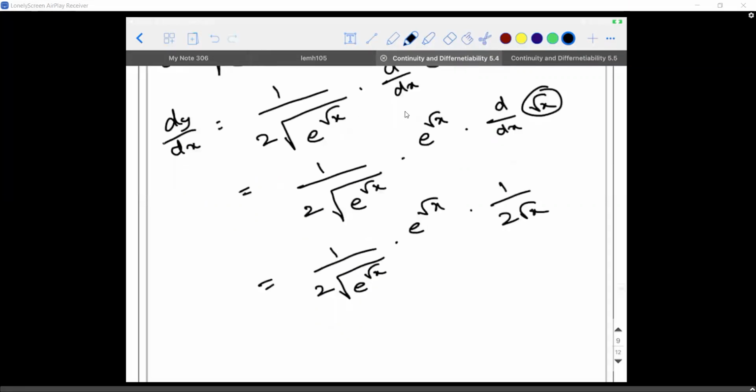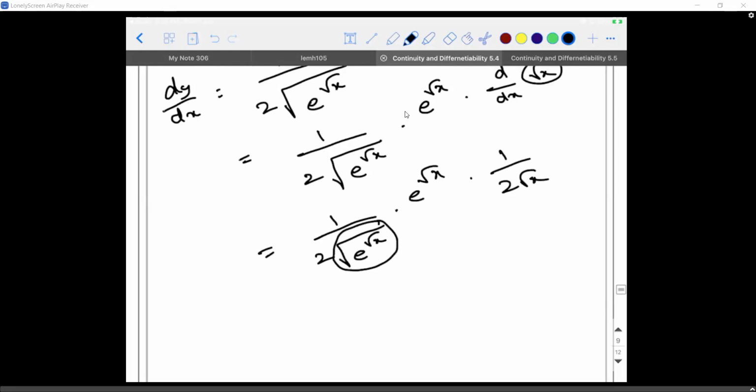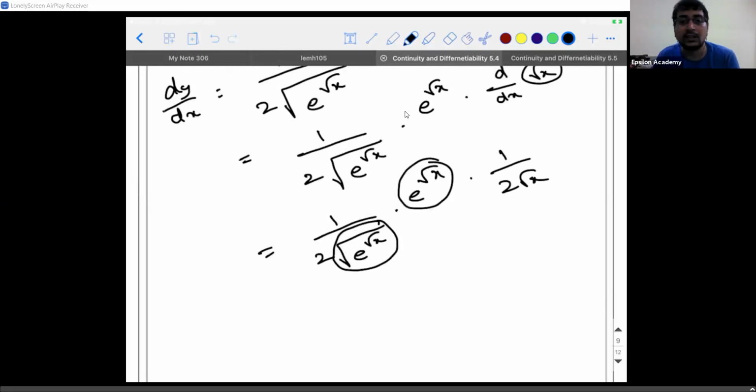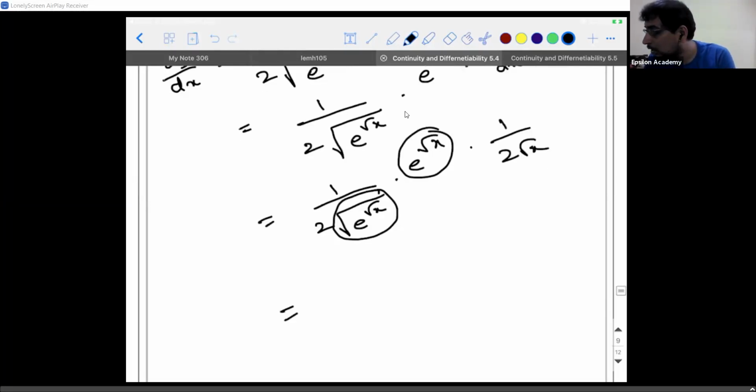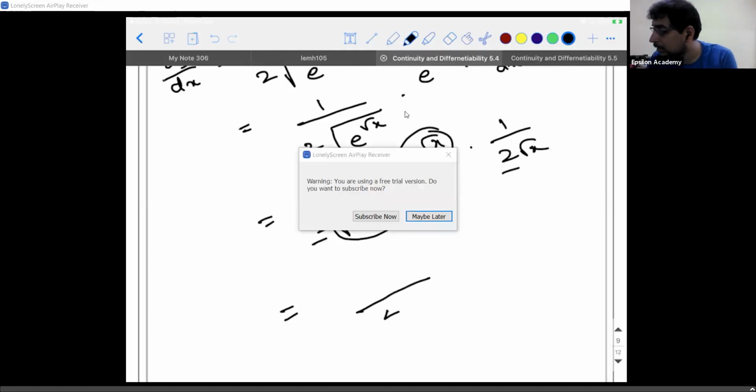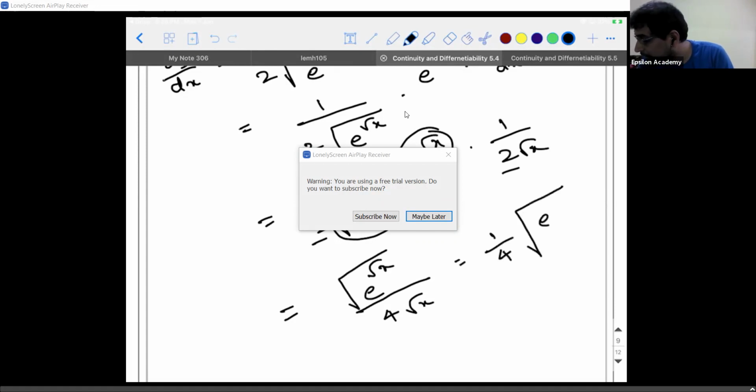Now, this root of e power root x and e power root x will get cancelled root times. So what are you going to be left with? 2 into 2 is 4 in the denominator, root x into e power root x, the whole thing under a root. So I can either write it like this. I don't know how the answer is given at the back. E power root x divided by x. This is another way to write.